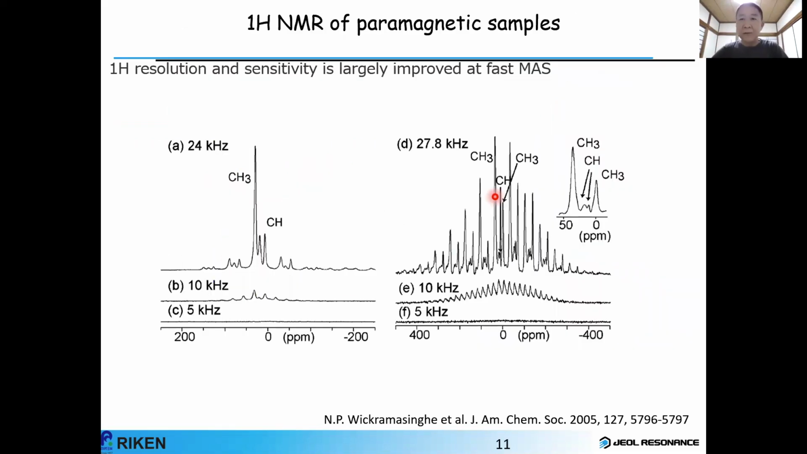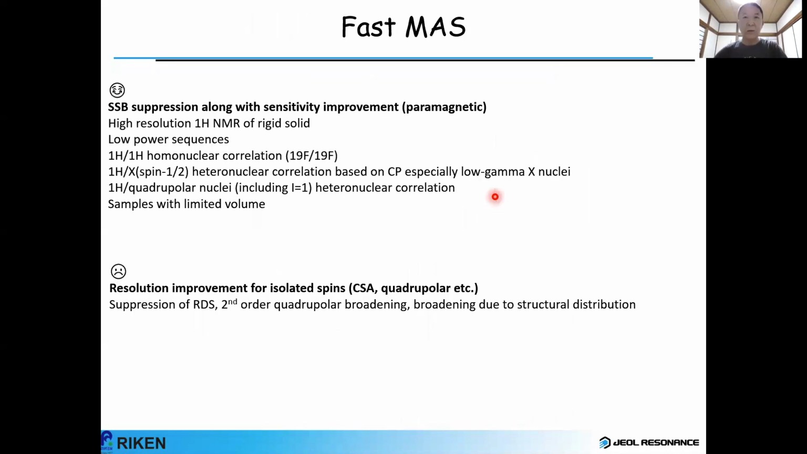Here is another example, for a paramagnetic sample. In the paramagnetic sample, we see huge broadening because of the paramagnetic broadening. Then fast MAS helps to improve both sensitivity and resolution. If your sample suffers from paramagnetic broadening, we can try a fast MAS experiment to get a good spectrum. So, for the introduction of fast MAS, yes, we can suppress spinning sidebands and we can improve the sensitivity. This is also true for the paramagnetic sample.